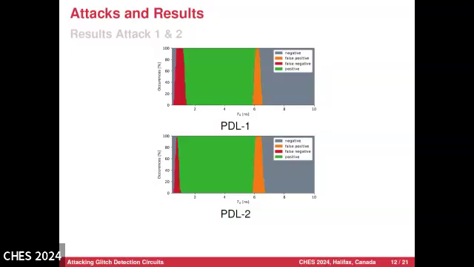We also see that for PDL1, it's quite a bit wider. That's because both attack 1 and 2 were applicable to this detector design, while for PDL2, only attack 1 was applicable, and that had more strict timing requirements.